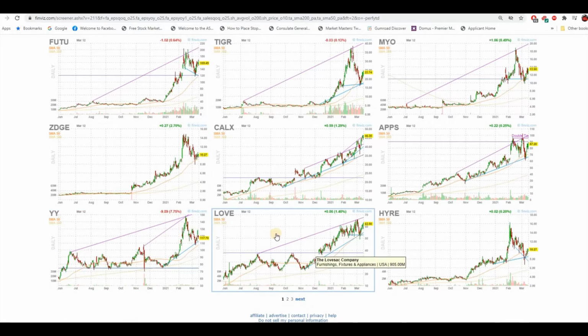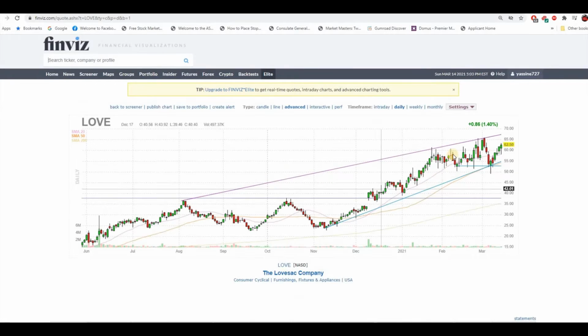For example, this is what caught my eye so far, LOVE. When I click on it, you can see it here setting up. It kind of broke out here. I got into the stock, actually went right in here, and then I got shaken out on this day. I put a tight stop, and then I got back in right on that day, and then I took some profit, and I broke even right in here. But it looks like right now it's setting up.